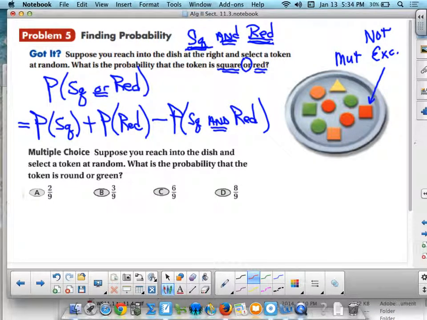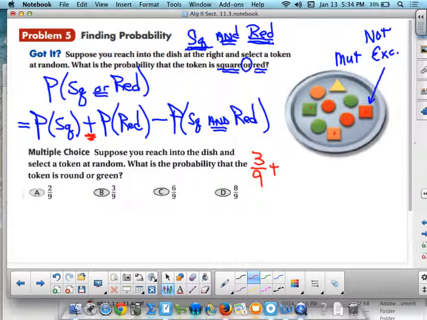What's the probability it's a square? Well, let's see here. I got 1 square, 2, and 3. I got 3 squares out of a total of how many objects? 9. So that would be 3/9, plus, here's my plus.